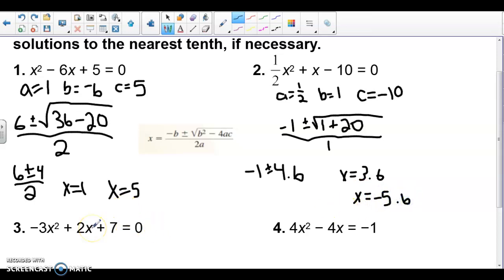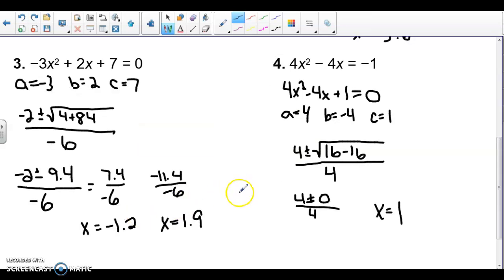Alright, so for the other two, I'm just going to put up my work. You'll see that pop up in a second, and then I'll leave it on the screen. And if you have any questions on those, please write it down on the question sheet. Alright, so these are our answers for 3 and 4. I'll notice for number 4, you have to get equal to 0 first. You have to add 1 to both sides.